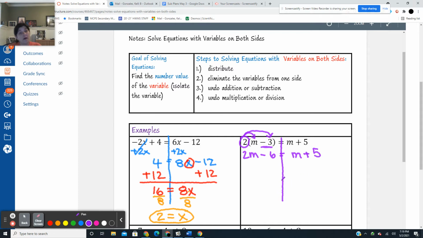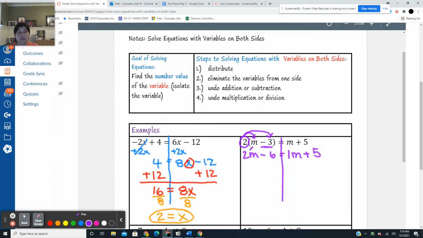So now this looks just like the one we did last. There's m's on both sides. So step 2 is to eliminate the variables from one side. And I have 2 m's on this side. And I just need to remember, if I don't see a number, the coefficient is 1. So I have 1m and 2m. What I recommend is to eliminate the smaller m, we'll eliminate 1m.